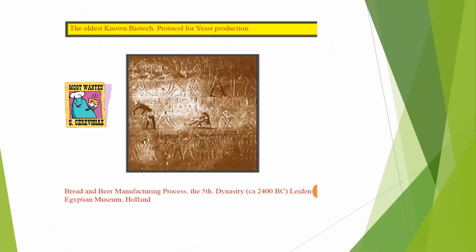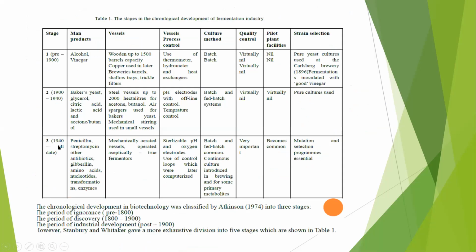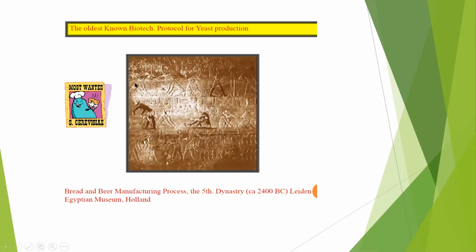This is how the bread and beer manufacturing process was shown in the 5th dynasty, present in the Leiden Egyptian Museum, Holland. This image explains the protocol for yeast production. You can see they are mixing it, grinding it and putting it in again. Just go through this, put it in Google and search, you will get a clear image of this. And as you know, the most wanted organism is Saccharomyces cerevisiae.